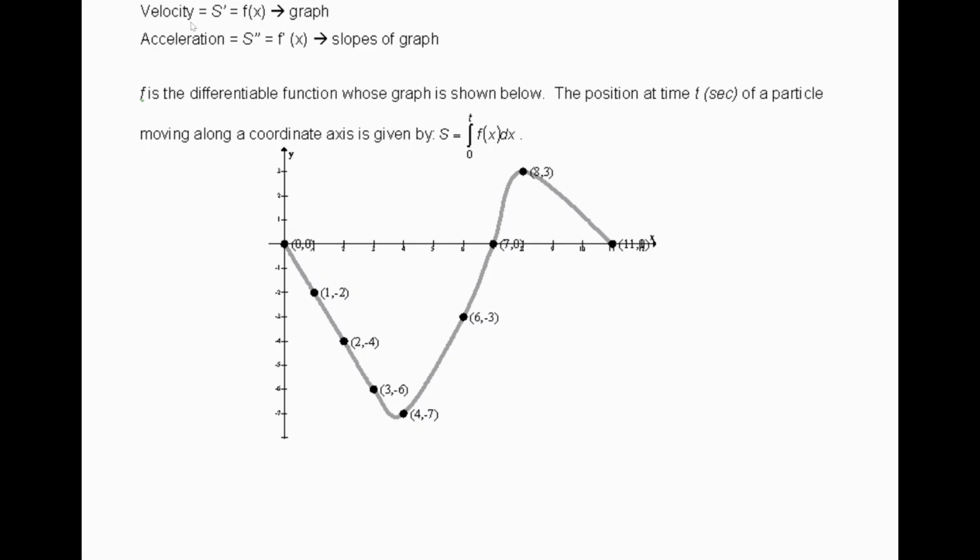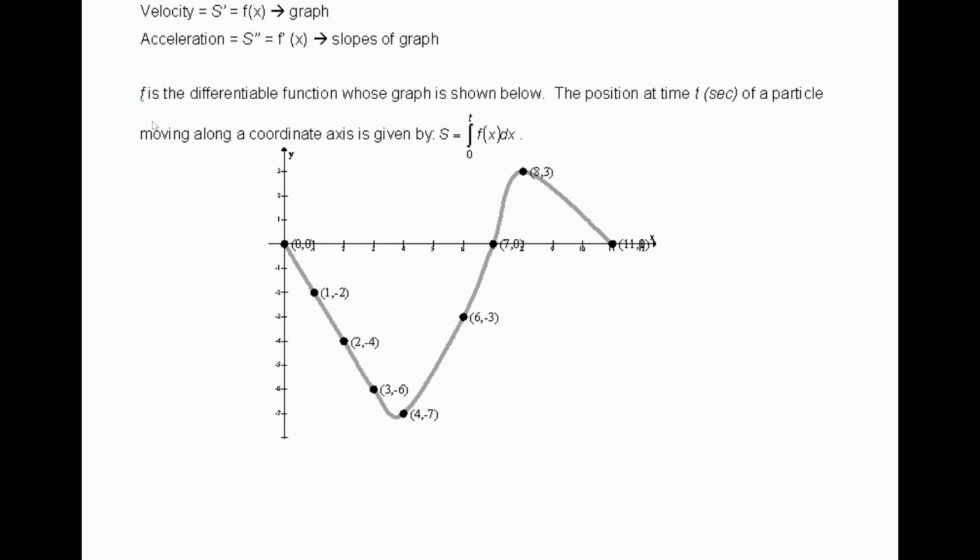So if I am asking you what the velocity is, that's just going to be the points that are on the graph. On the other hand, if I'm asking you to find the position, we're going to need to integrate this, which means we're talking about the area between the graph and the x-axis. If I ask you about the acceleration, that's going to be the derivative of the graph, or the slope of the graph.